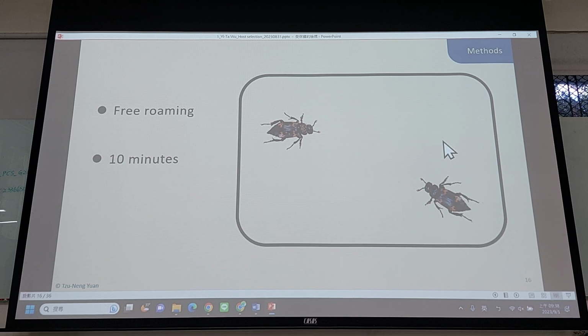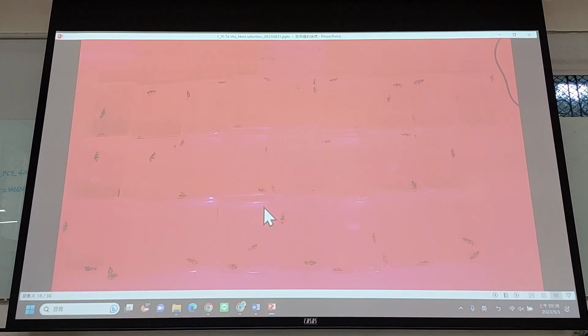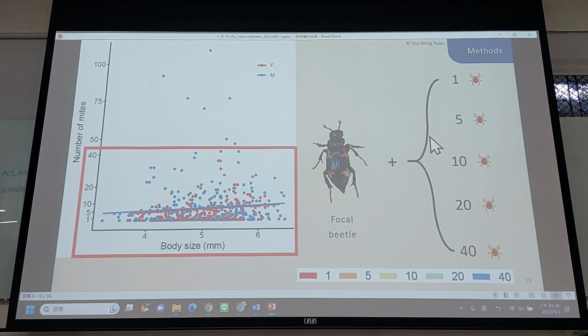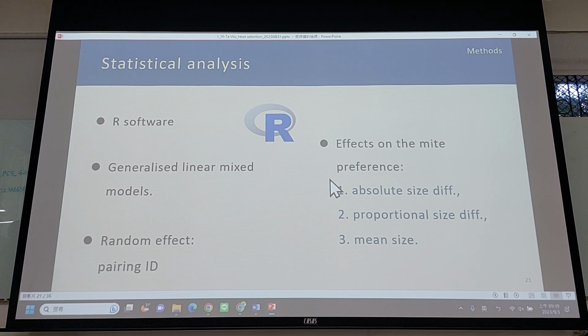To prevent light from influencing their behavior, we conduct our experiment in bright lights. So this is a picture of our experiment. We do a lot of it. For each beetle pair we introduce 5 mite densities: 1, 5, 10, 20, and 40. The numbers are based on our field data, in which most of the beetles carry 0 to 40 mites. We have 50 such beetle pairs, and each pair conducts 5 experiments, so totally it is 250 experiments.